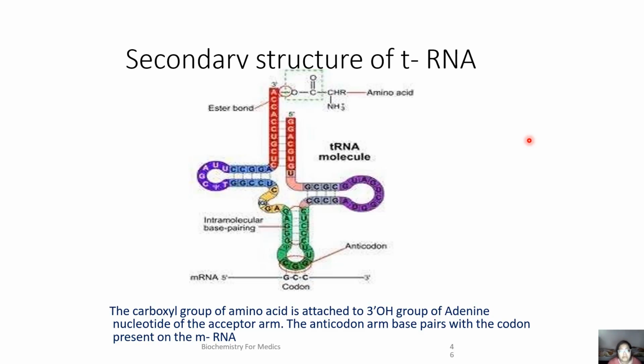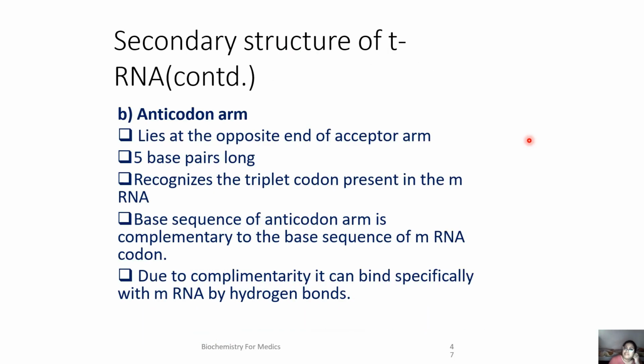The anticodon arm base pairs with the codon present on the mRNA. The anticodon arm lies at the opposite end of the acceptor arm, is 5 base pairs long, and recognizes the triplet codon present in the mRNA. The base sequence of the anticodon arm is complementary to the base sequence of the mRNA codon. Due to the complementarity, it can bind specifically with mRNA by hydrogen bonds.